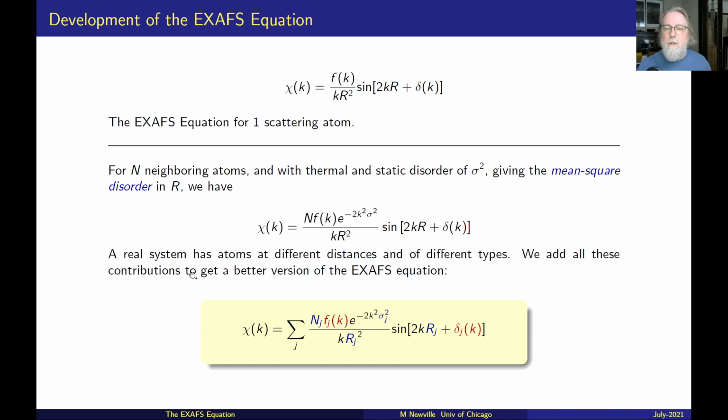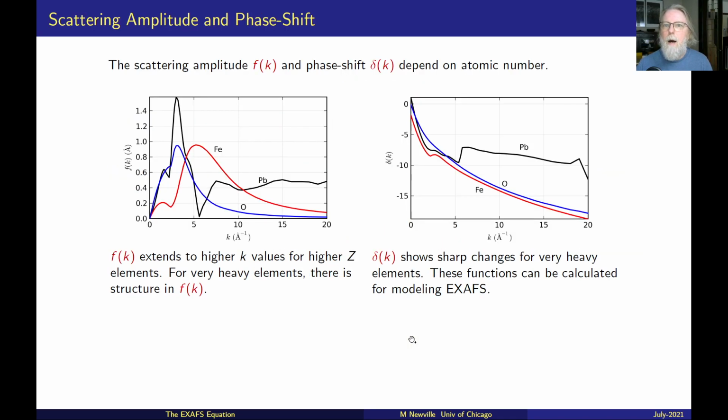So we'll add all these contributions together with a sum over either shells of atoms or distances to different specific atoms in the molecule or solid. And we get an equation that looks a lot more like our XAFS equation. This is getting pretty close to what we actually use. Now let's go look at what the scattering amplitudes and phase shifts are.